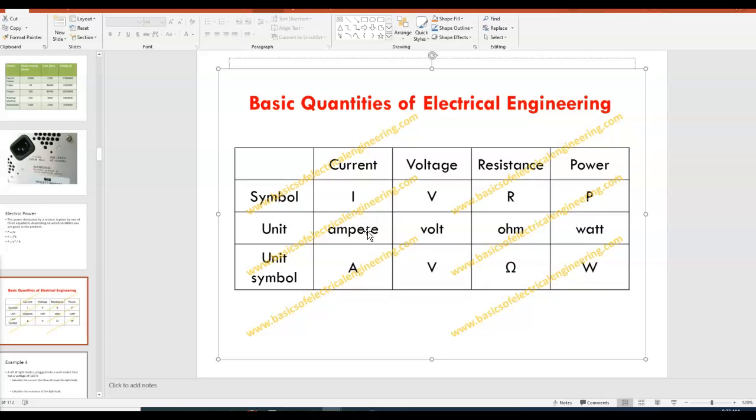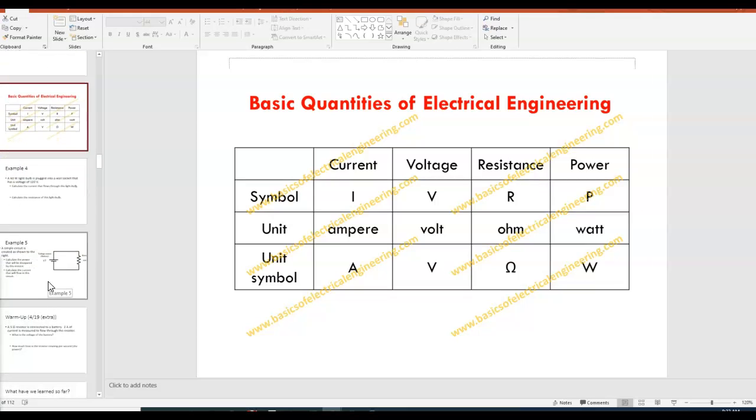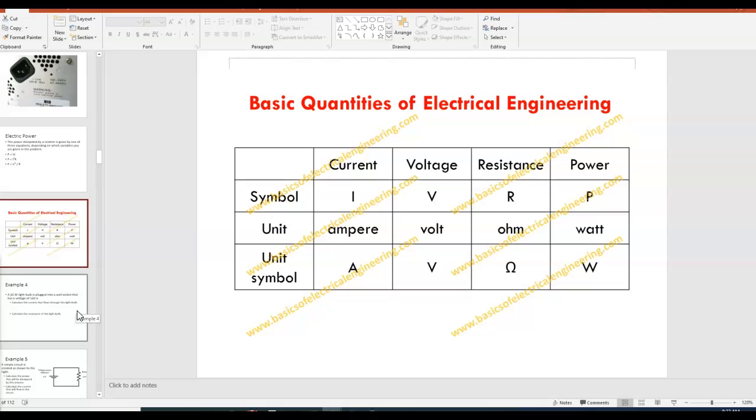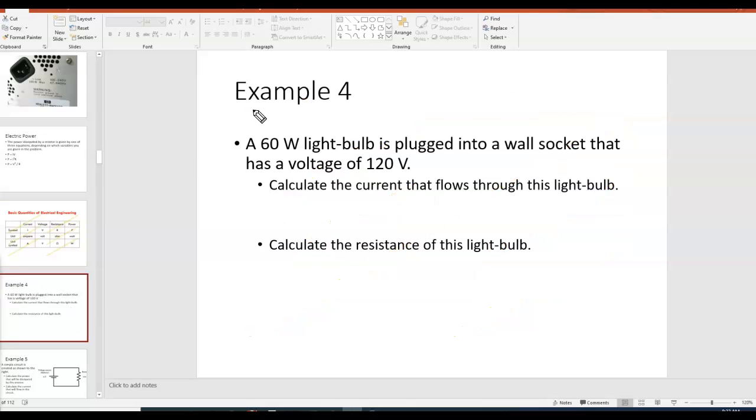Remember, current is measured in amperes with a capital A, voltage is measured in volts with a capital V. The unit for resistance is the ohm, which is that uppercase omega, that horseshoe looking thing. And then of course power is measured in watts with a capital W. And these are all capitalized because they're all named after people. Okay, so now we're just going to do some basic calculation examples, and then after that you'll have a practice worksheet to work on. Okay, so example 4.